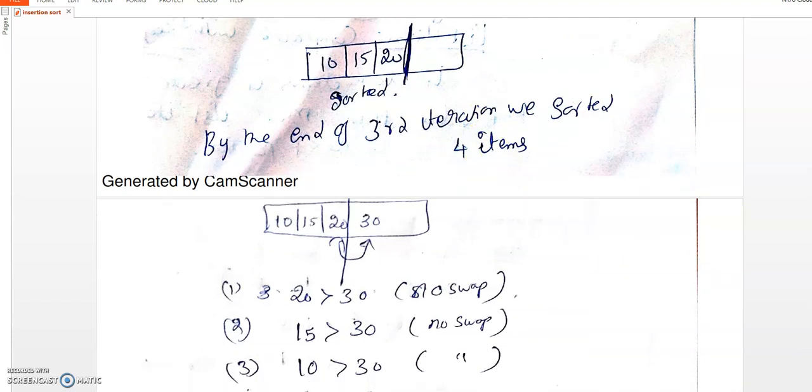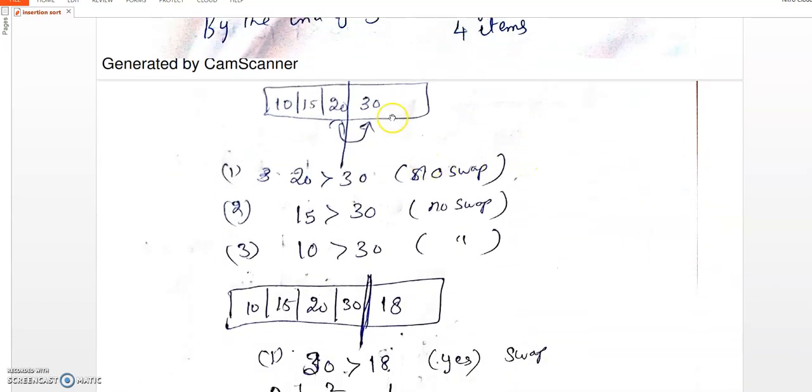Next, I am introducing a new element, 30. 30 should be placed in the proper order. For that, it has to be compared with all the elements in the sorted list. First, the 30 is compared with the 20. So 0, 1, 2, 3: the third position will be compared to the second position. It is in the proper order, so no swap.